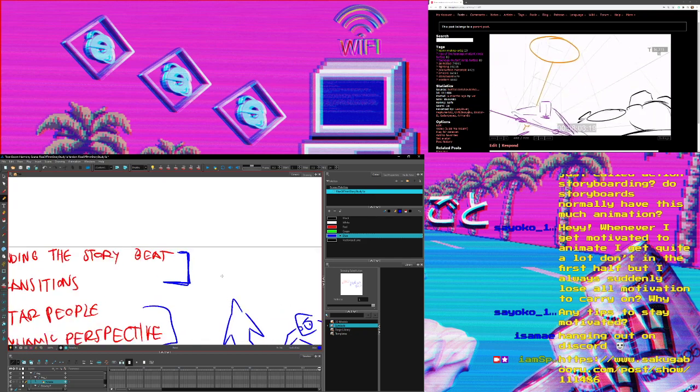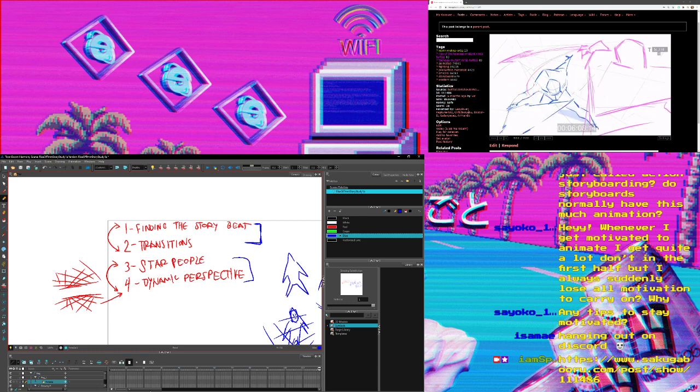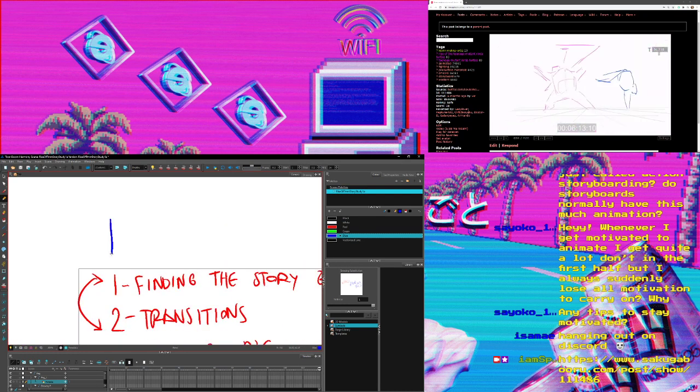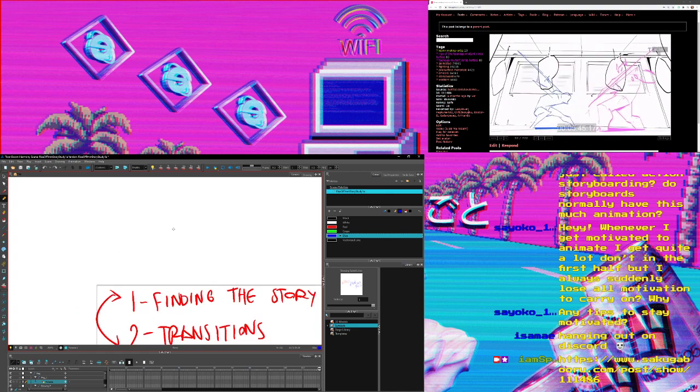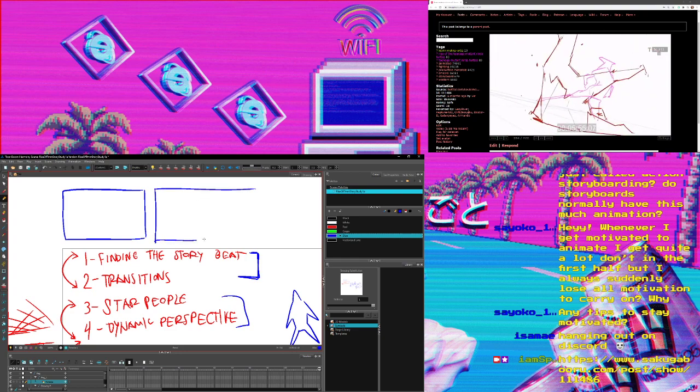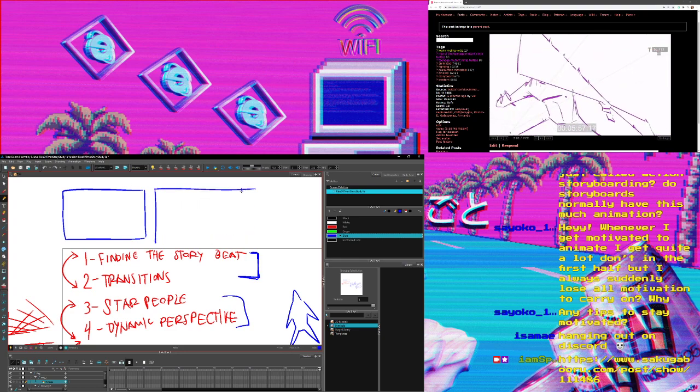Finding the story beat means figuring out the most simple, distilled version of what's happening in the scene. Oftentimes, when story artists are trying to work out story beats, they'll do something like this. Let's pretend you got a script over here. This character does this, and this character does this.